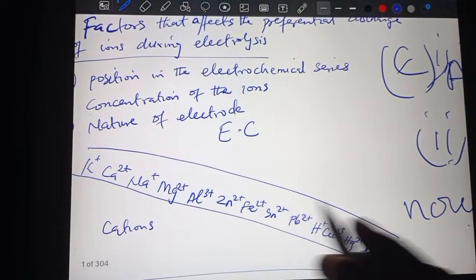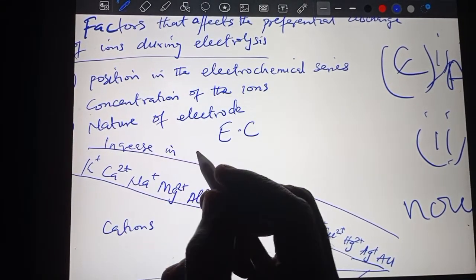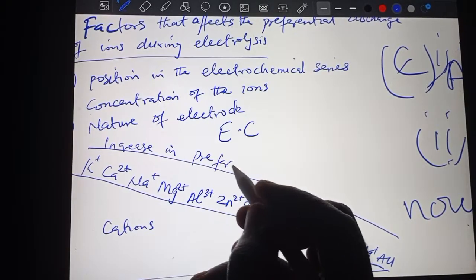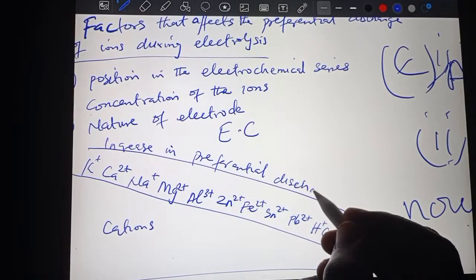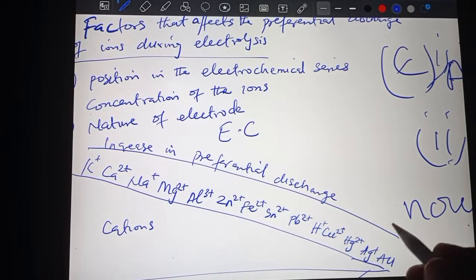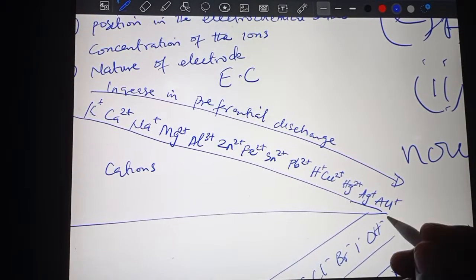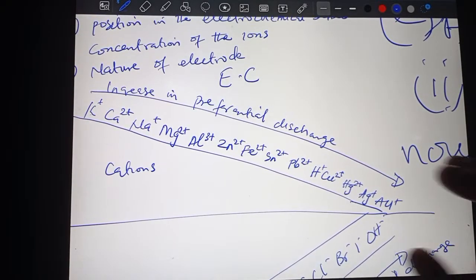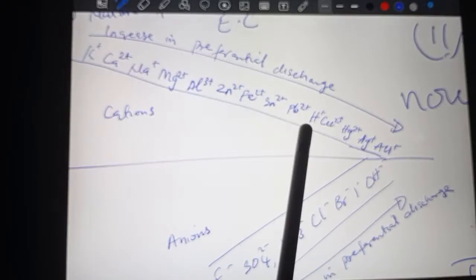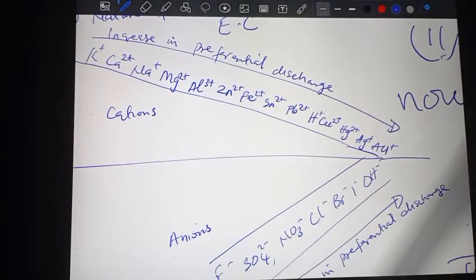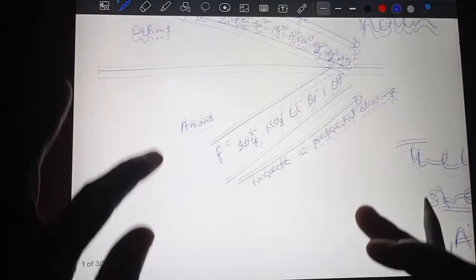This is the increase in preferential discharge. This implies that as you move down, gold is the last one, and it will go out first. So gold will be discharged. If you have a mixture of hydrogen and gold, gold will be discharged. Hydrogen and copper, copper will be discharged. Okay, so let us apply this with a few examples.